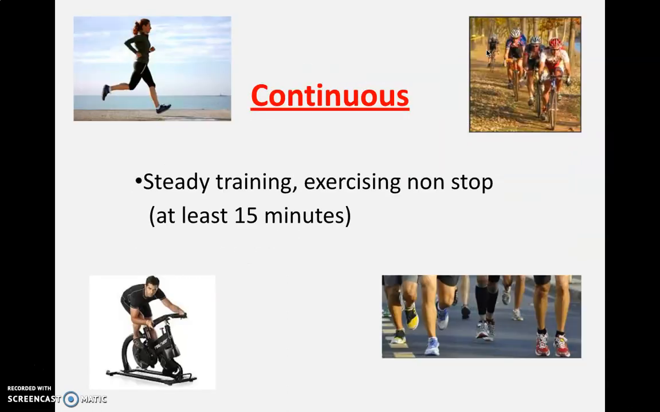So continuous, this is steady training, exercising non-stop for at least 15 minutes. Steady training is working in your aerobic zone at 60 to 80% of your maximum heart rate. And this sort of training, continuous training, is suitable for the athletes you can see on the screen. So cyclists, long distance runners. So it's really good for endurance events, hence why it's over 20 minutes. We'll look at the advantages and disadvantages.